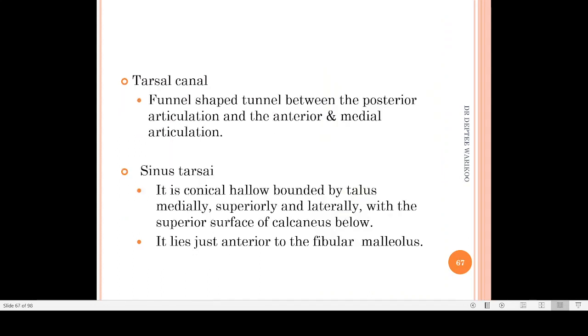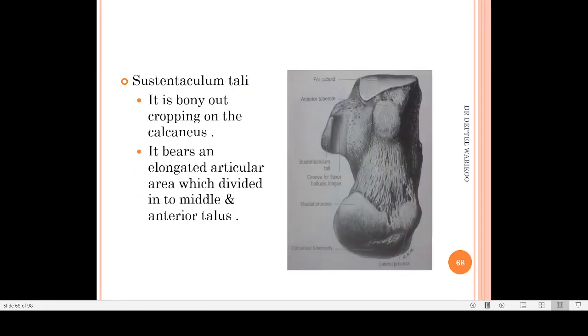We also have two basic structures here. One is the tarsal canal, another is the sinus tarsi. The tarsal canal is a funnel-shaped tunnel between the posterior articulation and the anterior and medial articulation. The sinus tarsi is a conical hollow bounded by the talus medially, superiorly and laterally, with the superior surface of the calcaneus below. It lies just anterior to the fibular malleolus. Here you could see this is the sinus tarsi. It is a bony outcropping on the calcaneus.